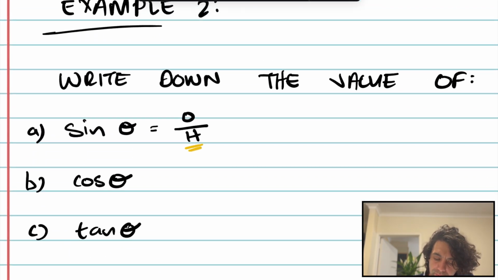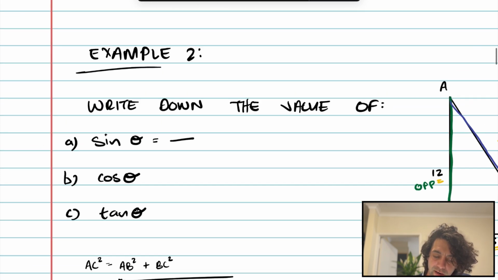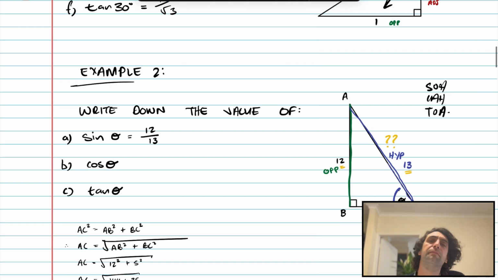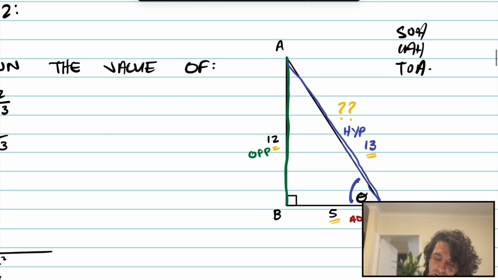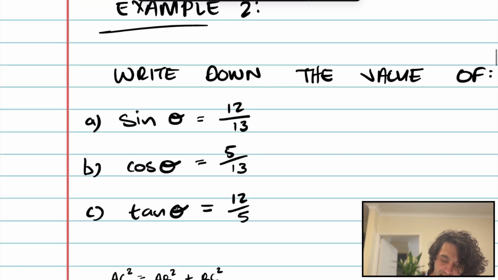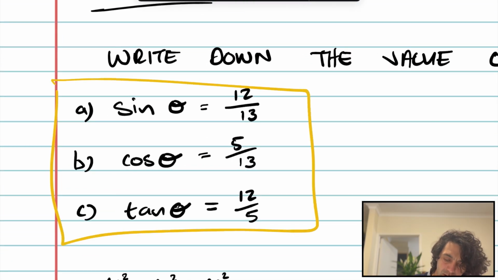Okay, with that being said, sine of theta is equal to the opposite over the hypotenuse. Okay, I'm going to write it nice and clean for us. The opposite being 12 and the hypotenuse being 13. Okay, cos we know is adjacent over hypotenuse. Okay, so my adjacent being 5, my hypotenuse again being 13. And tan of theta is always going to be my opposite over my adjacent. So that is going to be 12 over 5. And there you have it. I have determined the values of sine theta, cos theta, and tan of theta.